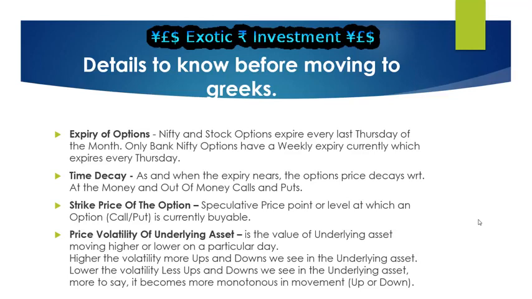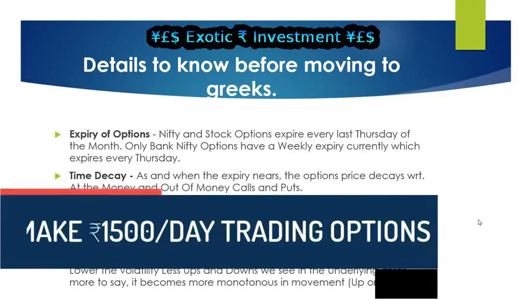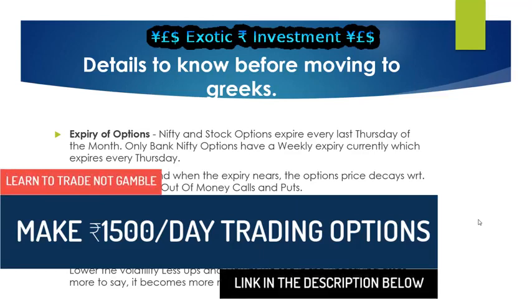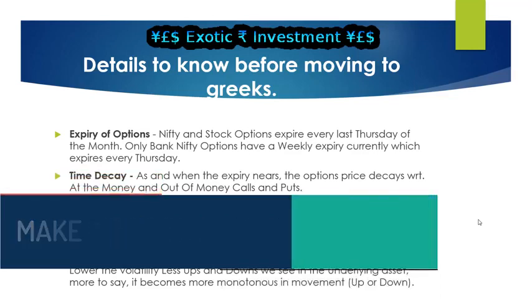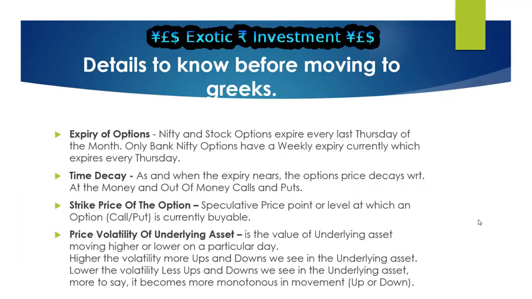Strike price of an option. It is the speculative price point or a level at which an option, a call or a put, is currently buyable. So what does that mean? A strike price is the level of the option which is preset. For example, there are 22 levels above the current price of the underlying asset and 22 levels below the current underlying asset's price point. There are strike prices defined.